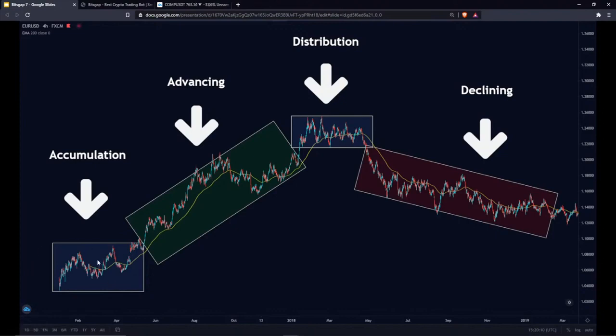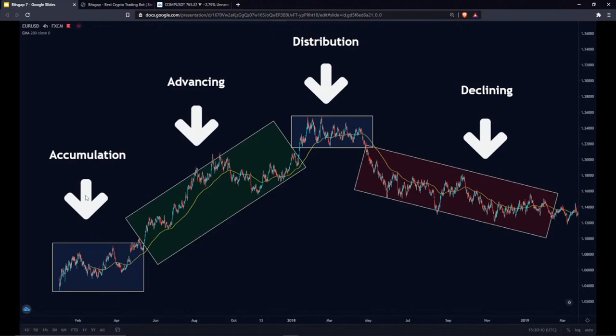This is where buyers and sellers are fighting for the price equilibrium, and basically this is when buyers kind of accumulate the position, and as soon as sellers lose the power, they can no longer withstand the pressure from the buyers. Then you see the breakout of the resistance, and the price now goes higher. It establishes new higher highs.